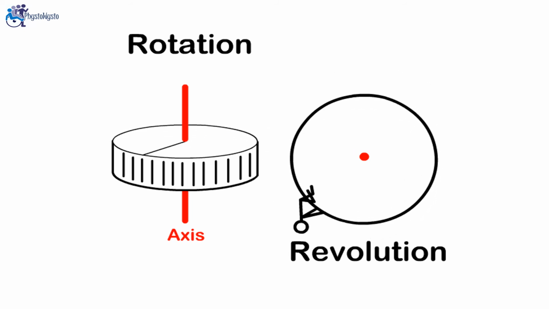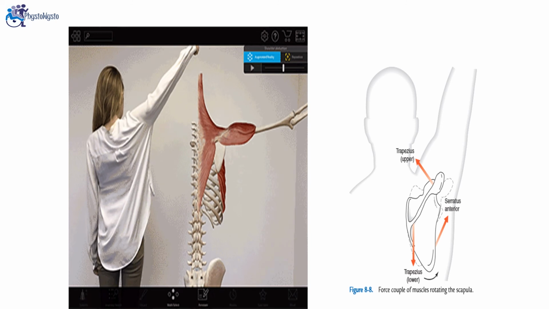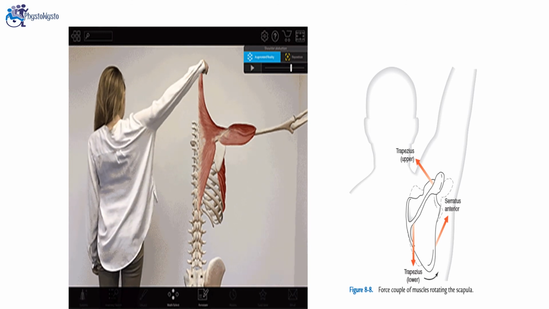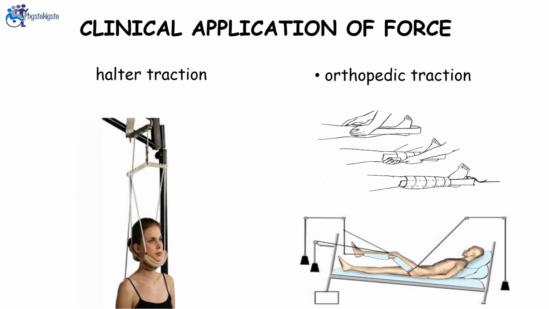Whereas revolution is defined as the act of revolving or turning around on an axis or a center, the motion of a body around a fixed point or the line of rotation. An example is the revolution of a wheel. If you notice, rotational forces act when the trapezius muscle and serratus anterior muscle contract to rotate the scapula. Thus, the principle of compounding forces is also employed in some arrangements for balanced traction. In the outpatient department, halter traction is used to give traction to the head, whereas orthopedic traction is used in the inpatient department.